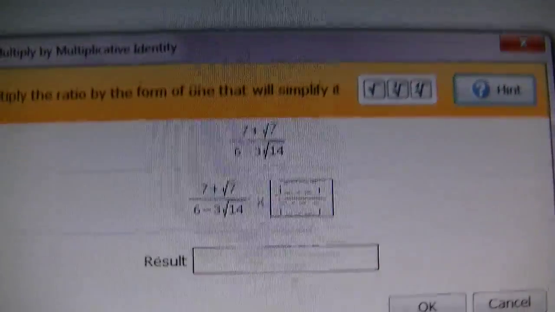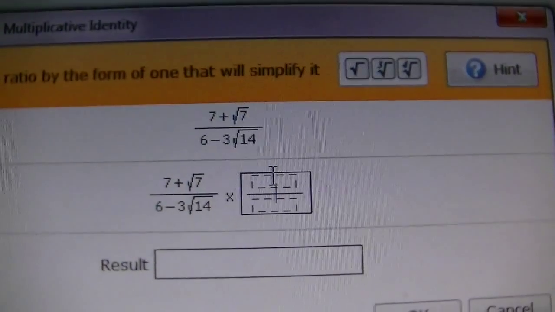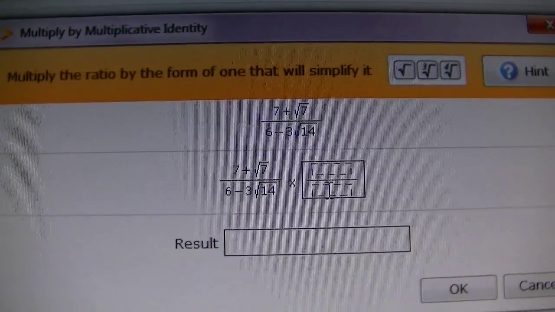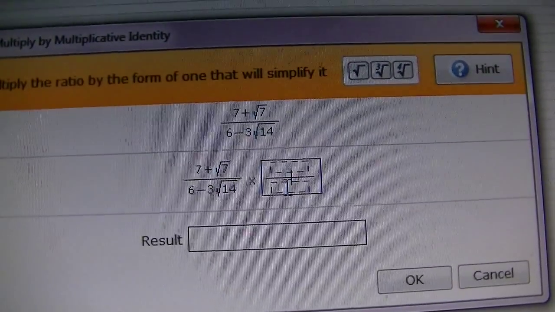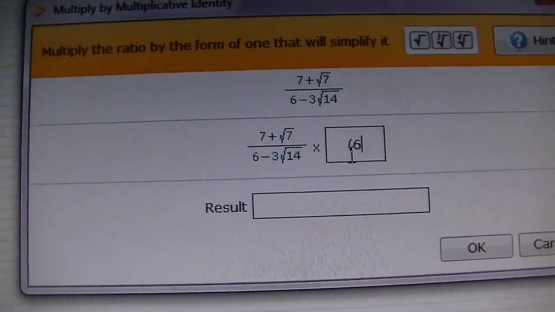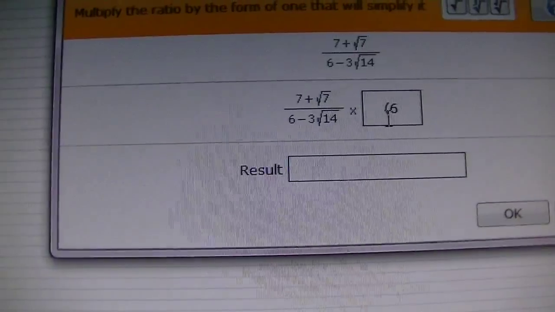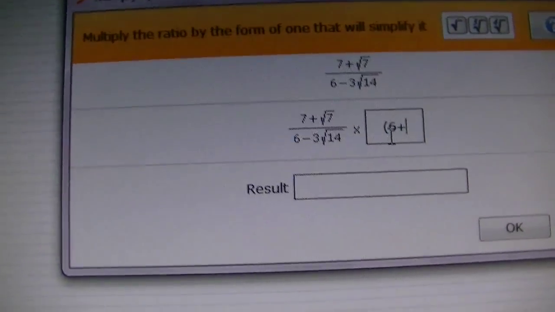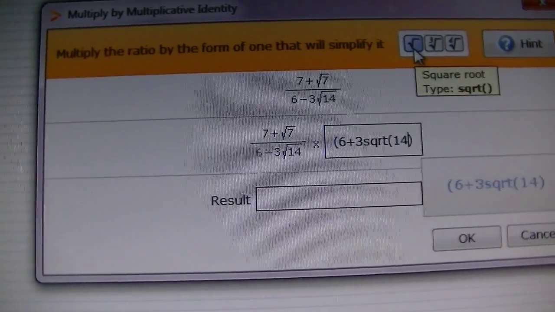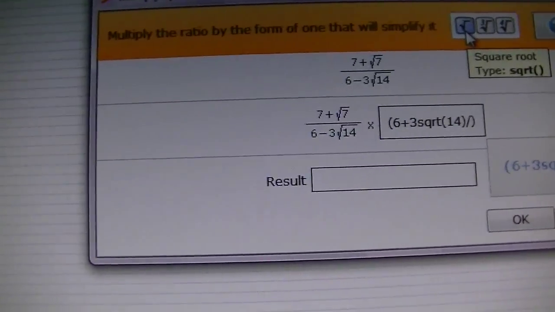Okay, then they bring up this nice helper little box here. And so what we're going to type in here is the conjugate. So the denominator is 6 minus 3 radical 14. So we needed to multiply that 6. So we'll put a parenthesis 6 minus, or not minus, because the conjugate is the opposite sign. So plus, just the opposite sign of the second term. 3. And we have to use the square root button. Square root 14. Parenthesis. And then divided by the same thing.